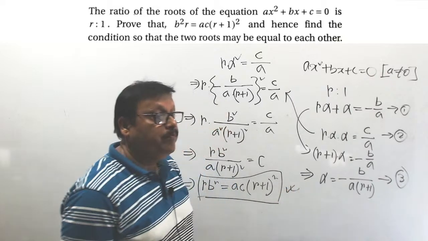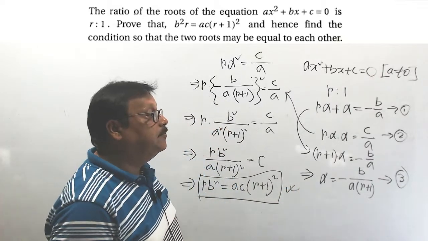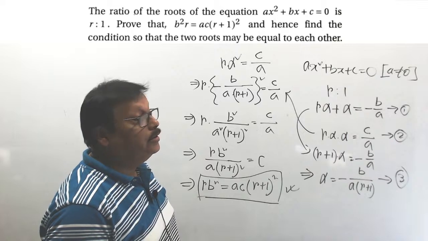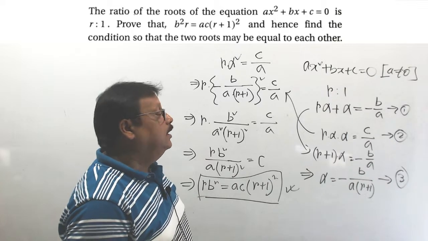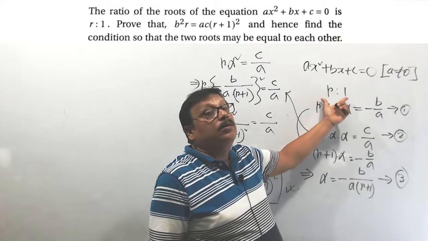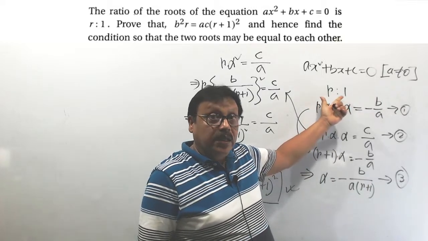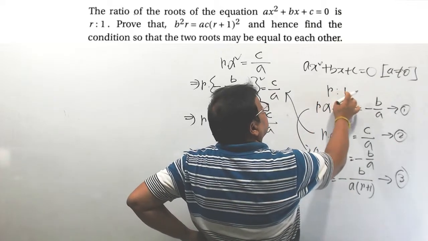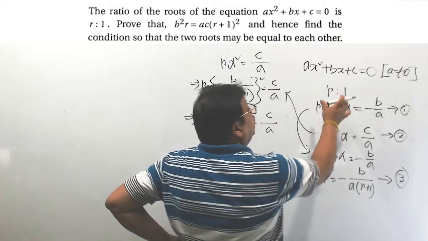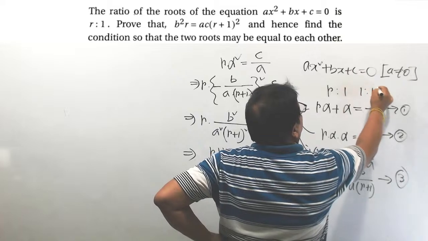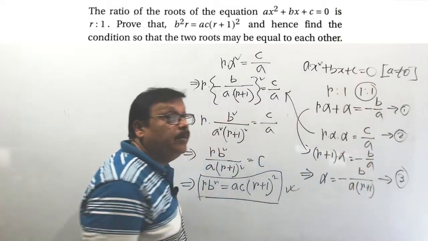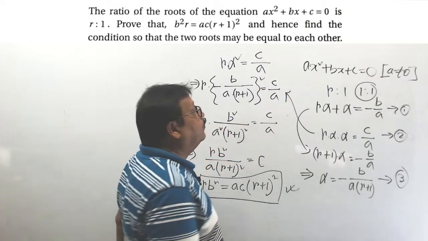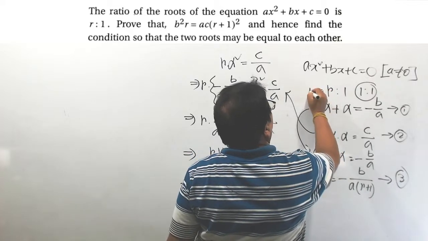First part আমাদের হয়ে গেছে. Now what is the second part? Second part is that, and hence find the condition so that the two roots may be equal. একটা জিনিস দেখো, আমাদের রেশিওটা কি ছিল? r:1, রেশিও ছিল r:1, তার মানে আর একটা ভ্যালু ছিল, বাট they are not equal. If the roots be equal, ratio will be what? 1:1, is not it? রেশিওটা তাহলে কি হবে? 1:1. If the roots be equal, r এর ভ্যালু কি হবে? Of course, for equal, r will be equal to 1.